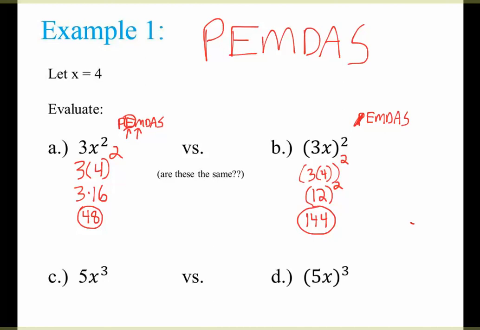All right, let's see how you did with 5x cubed versus quantity 5x cubed. Here we're going to plug in 4 for x. We have to do those exponents first, so you're doing the 4 cubed first. 4 cubed, remember, is 64. So this is just the same as 5 times 64. And 5 times 64 is 320.